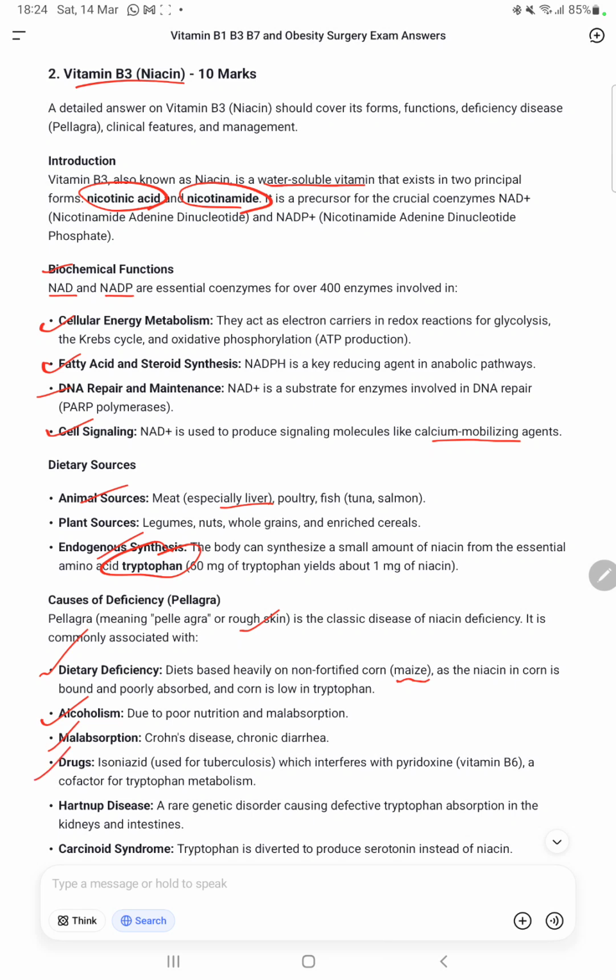Then drugs like isoniazid, which is used for tuberculosis, can also lead to vitamin B3 deficiency, as it interferes with vitamin B6, a cofactor for tryptophan metabolism. Hartnup's disease is a rare genetic disorder causing defective tryptophan absorption in the kidneys. Then carcinoid syndrome is where the tryptophan is diverted to produce serotonin instead of niacin.